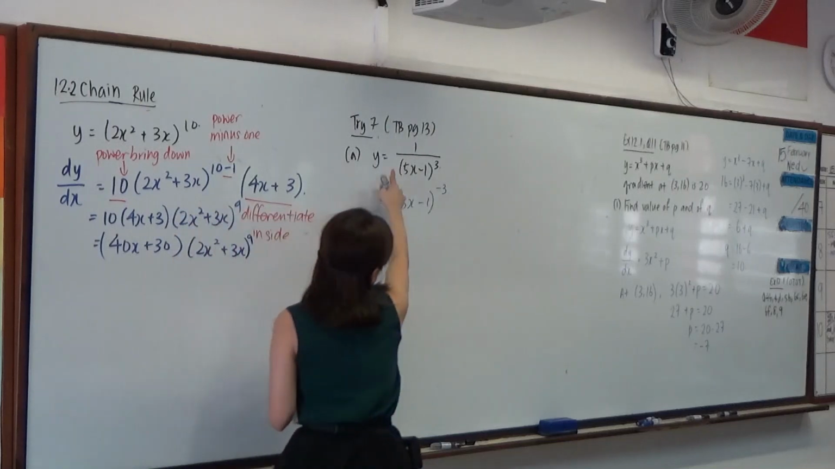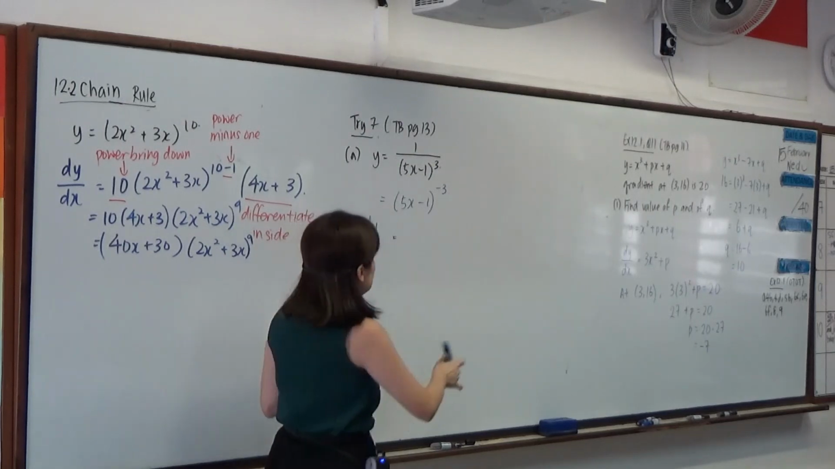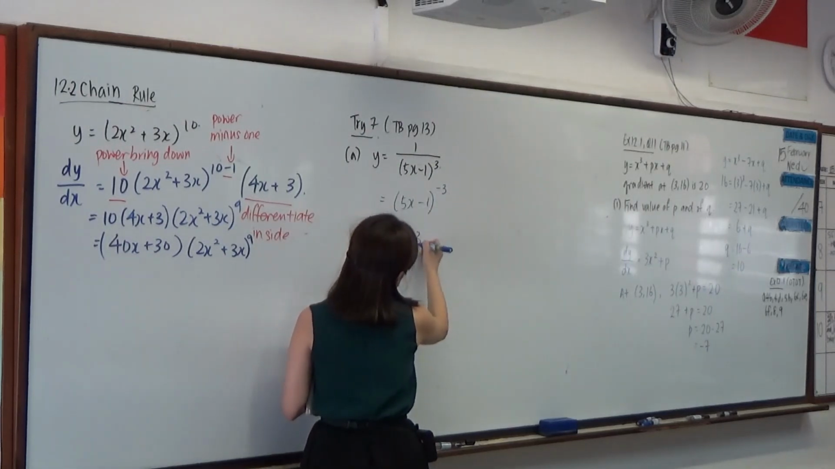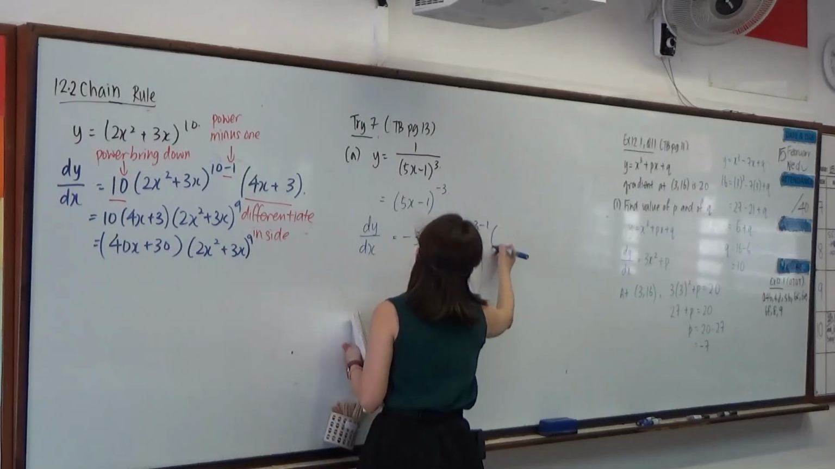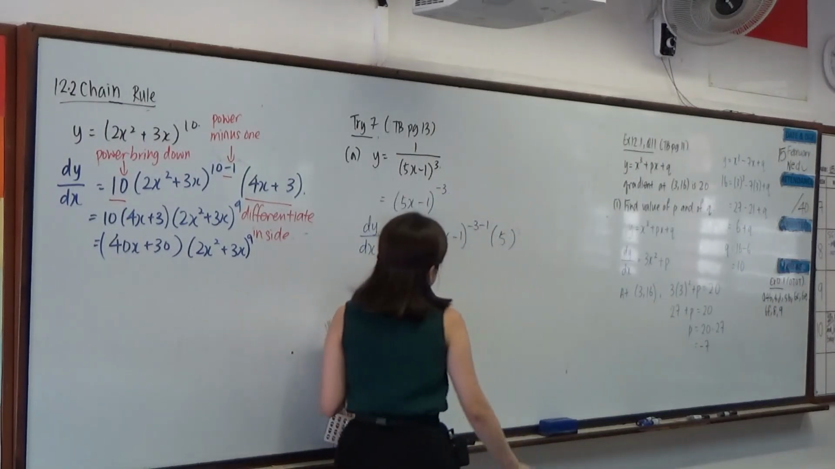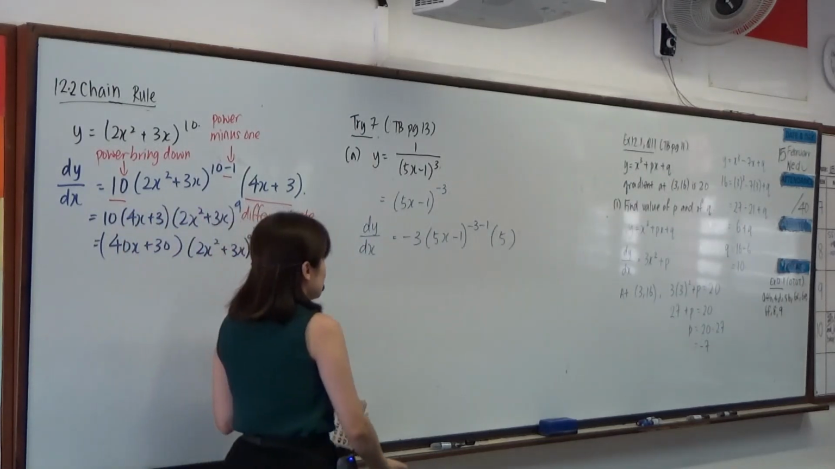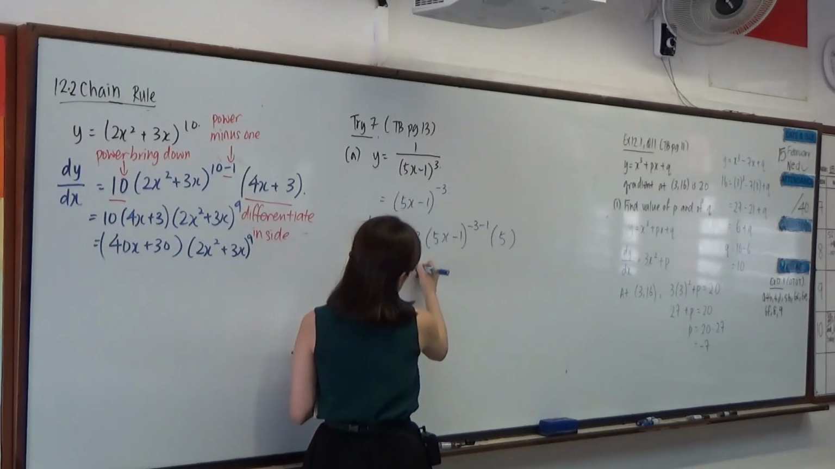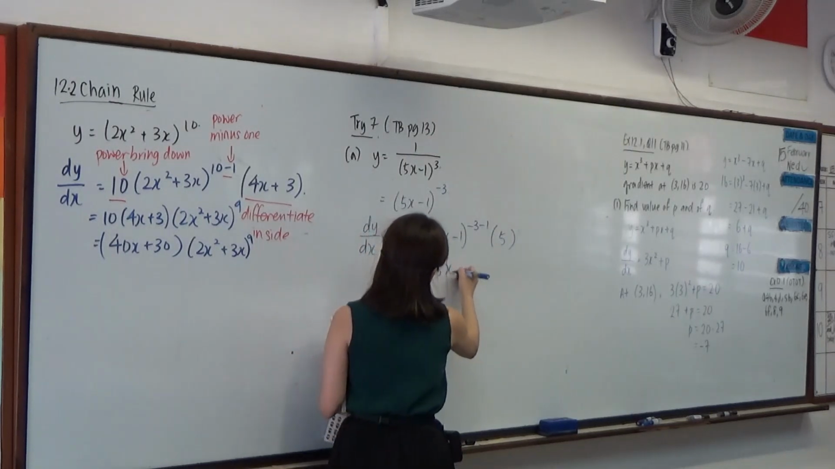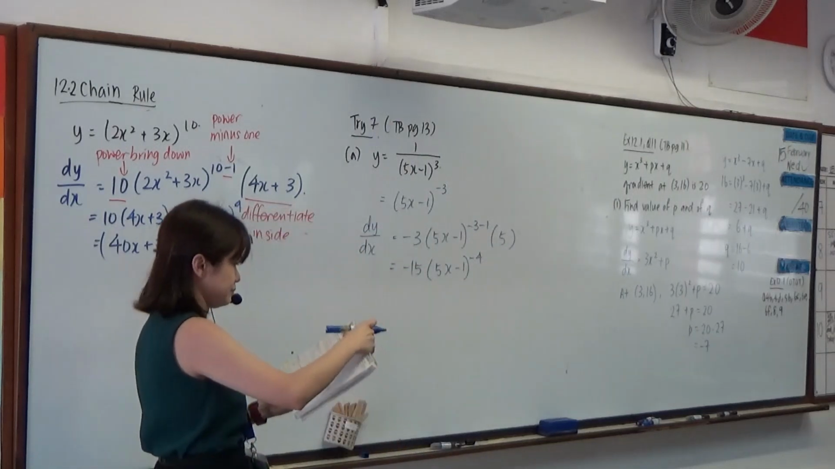So this is a critical step. Then dy over dx will be power comes down, power minus 1, differentiate the inside. This one you must simplify. Negative 3 times 5, we get negative 15. And we have this.